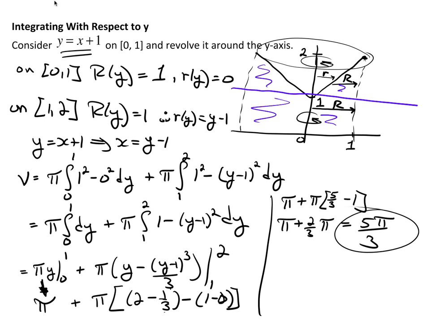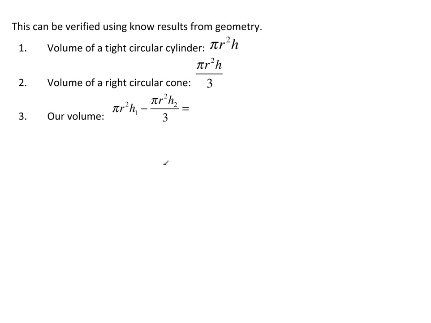Now, I could easily verify this using geometry, and we have several equations from geometry you may be familiar with, which incidentally, all of these are actually calculus results. In geometry and algebra, they're simply given to you as magical equations, but these are actually calculus results. The volume of a right circular cylinder is pi r squared h. The volume of a right circular cone is pi r squared h over 3.